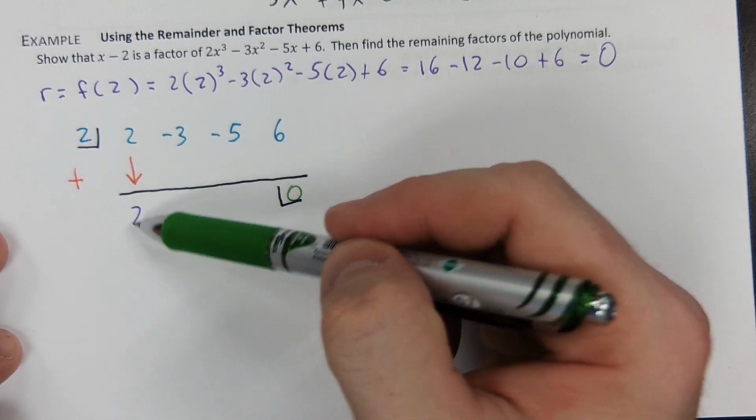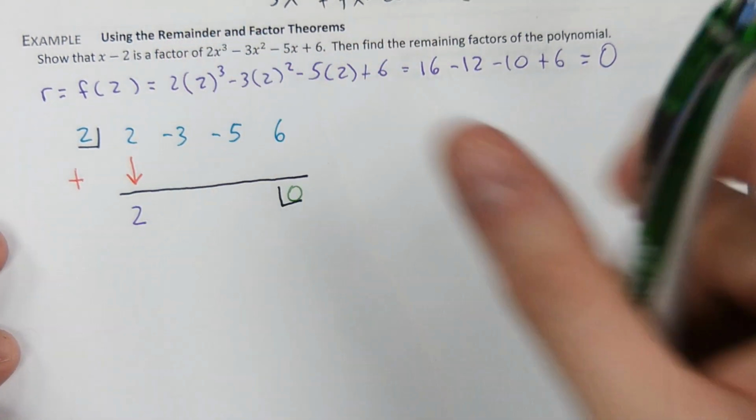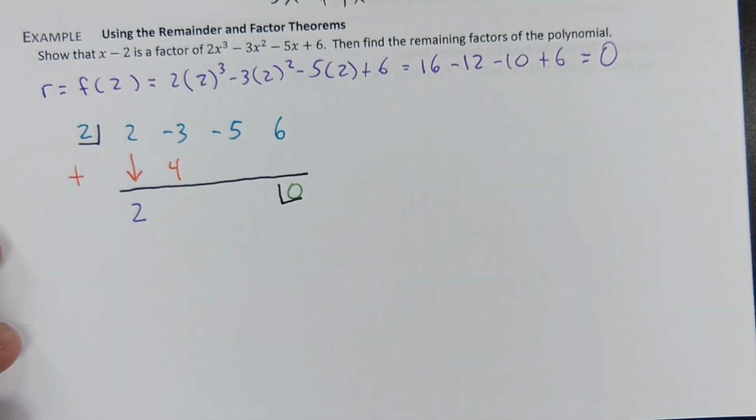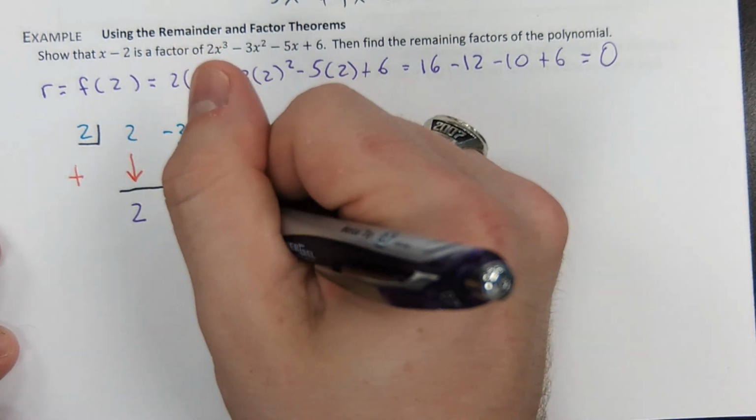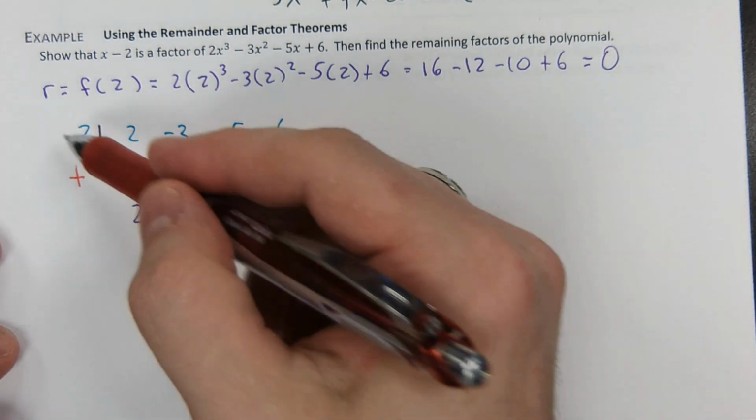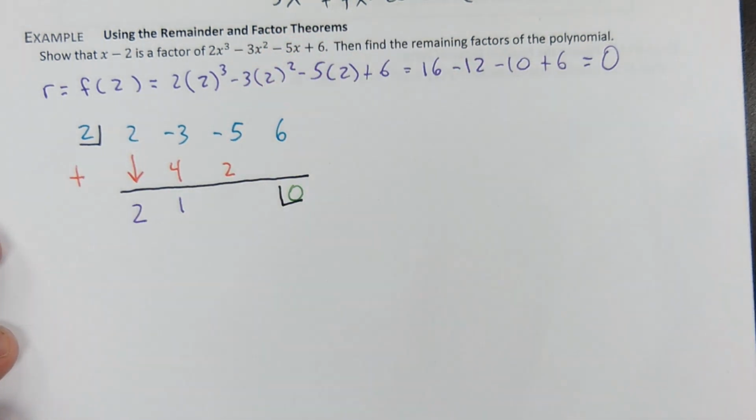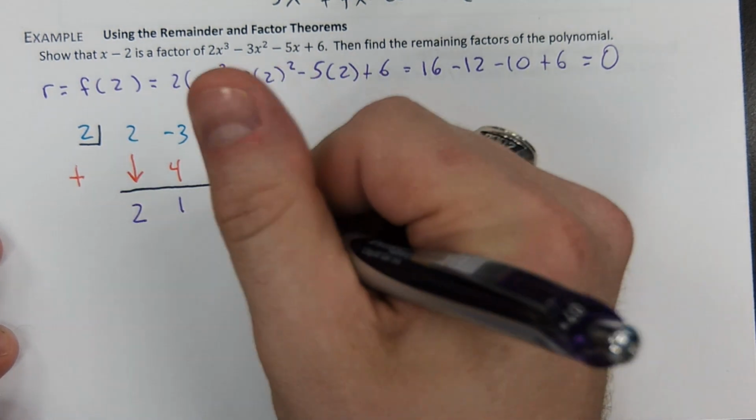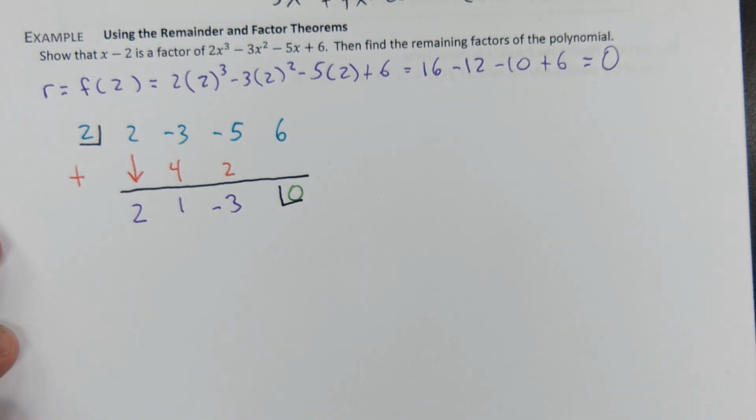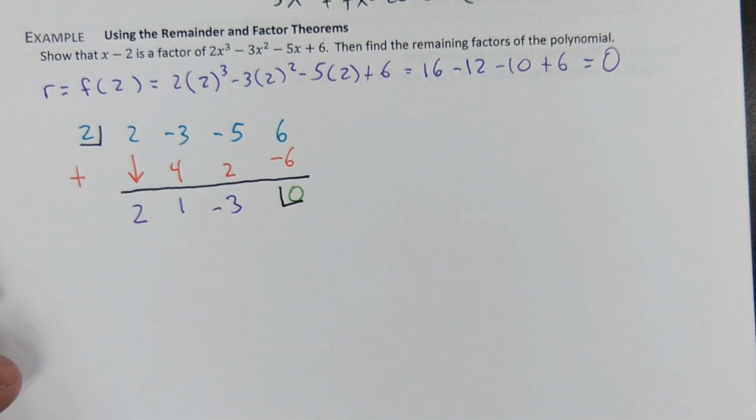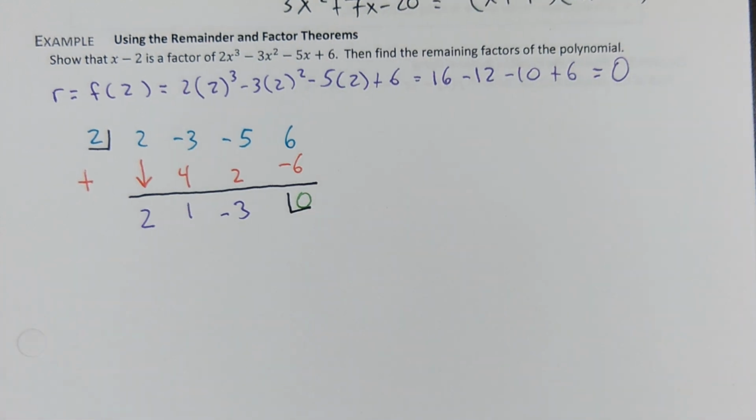Two times 2 gets us 4. Adding straight down, negative 3 plus 4 is 1. 2 times 1 is 2. Negative 5 plus 2, that gets me my negative 3. And 2 times negative 3 does get me the negative 6 that would be required to get a 0 here. Great.